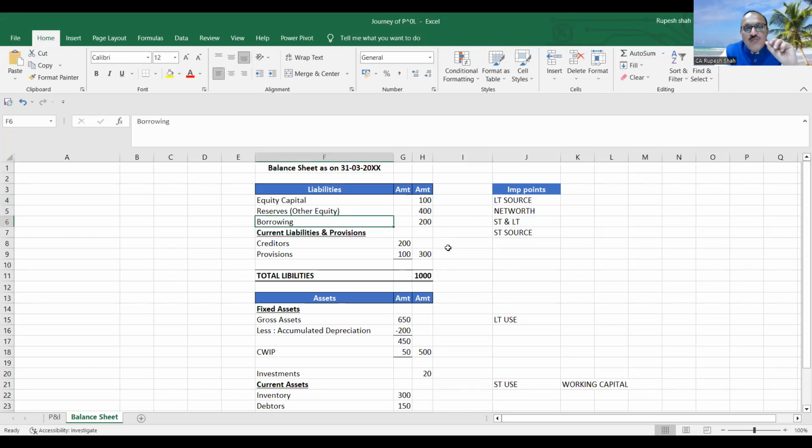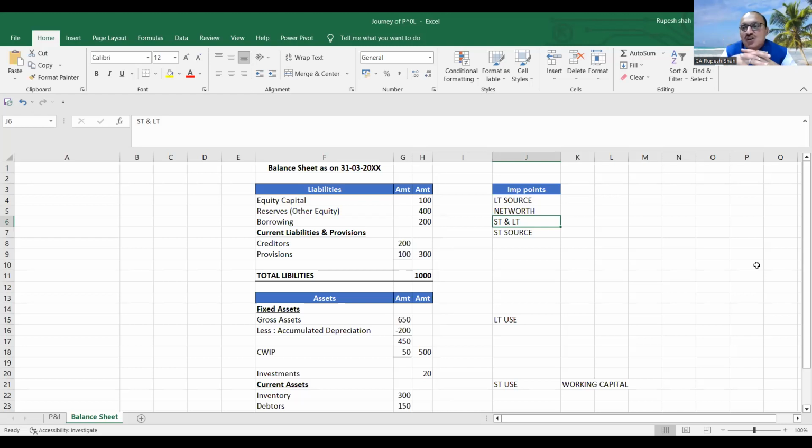Then say I have borrowed 200 crore from the bank. Again, you have to think about the split, because Screener actually gives this split between long-term borrowing and short-term borrowing. Now the question arises: what is long-term borrowing and what is short-term borrowing?